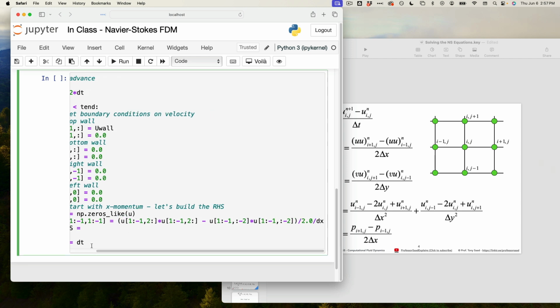So is this clear? Forgetting the j index, I'm doing u at I plus 1 times u at I plus 1, which is u at I plus 1 squared, minus u at I minus 1 times u at I minus 1, over delta x. So I'm doing this term over here. Okay? So that's convection in x.